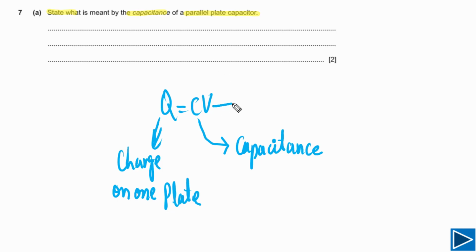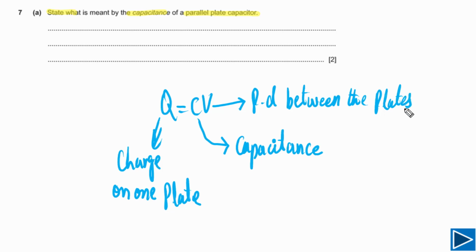Let's try to understand what this symbol is representing. This symbol is for the potential difference between the plates. Simply we can write down potential difference between the plates of a capacitor. So this is potential difference.